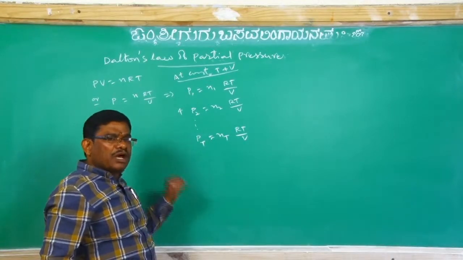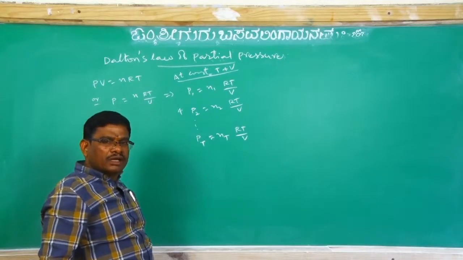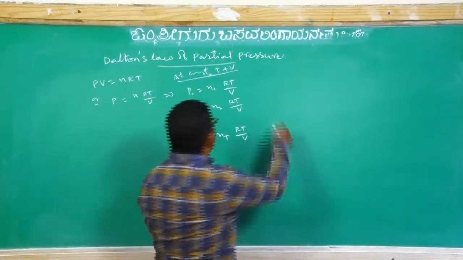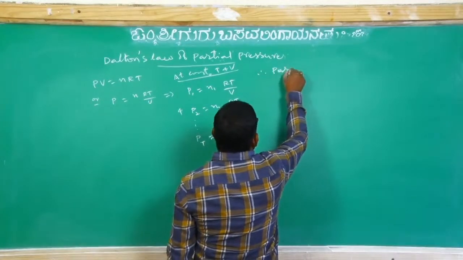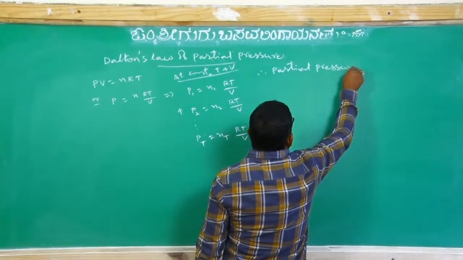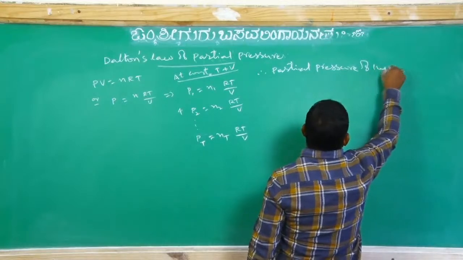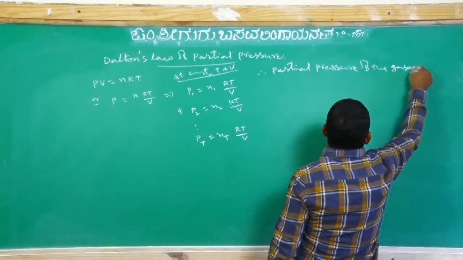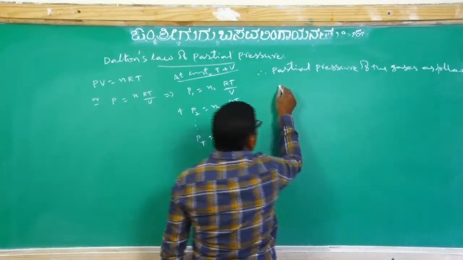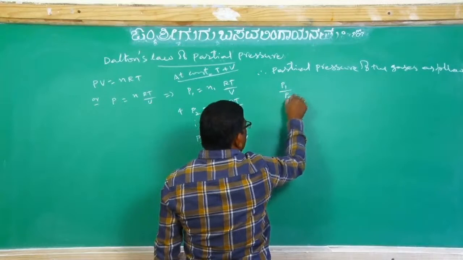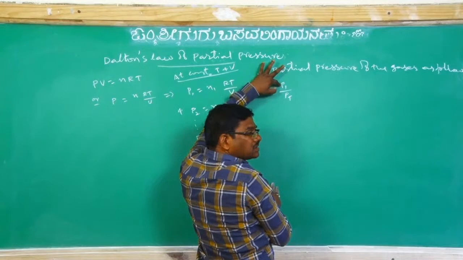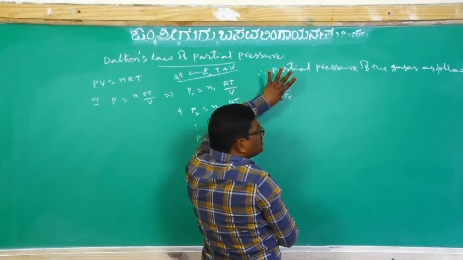Correct? Then partial pressure, we know what it means: the pressure exerted by one gas in a mixture of gases. Therefore, here the partial pressures of the gases are as follows. That is P1 by PT. P1 by PT is the partial pressure of the first gas: the pressure exerted by one gas in the total pressure exerted by the mixture of gases.